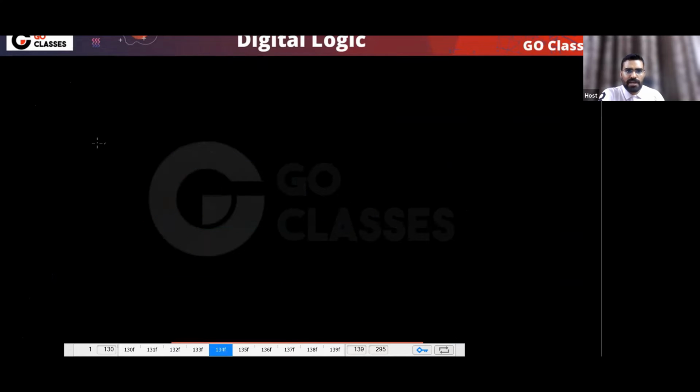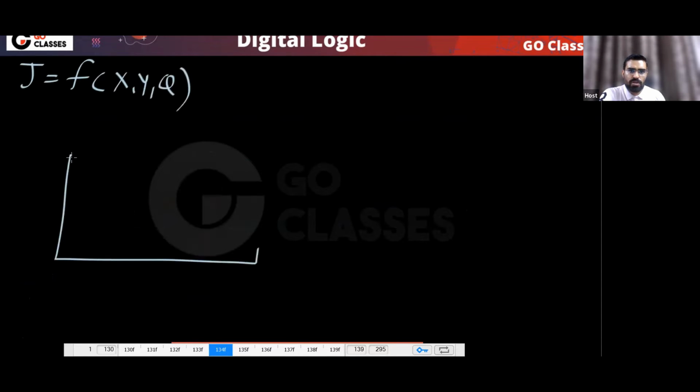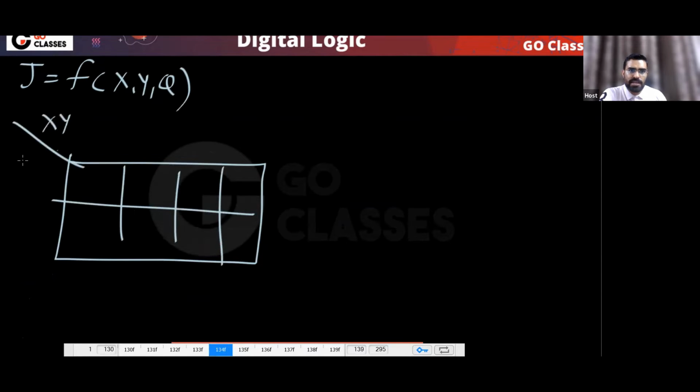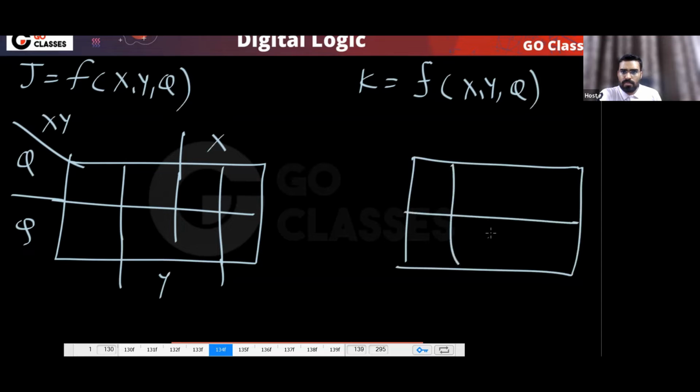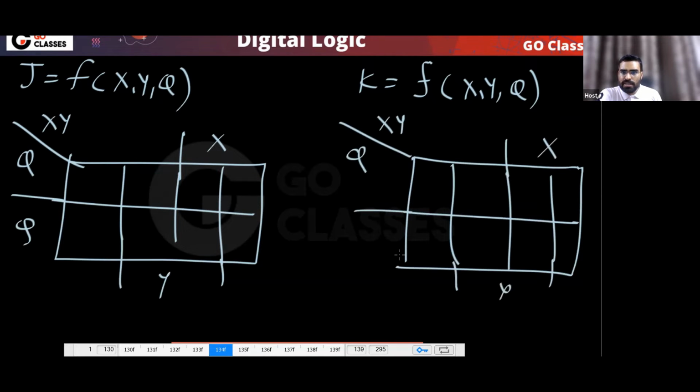So from this table, let's find out the equation for J. This J I have to write as a function of X, Y, Q. So let's find out X, Y, Q. This is X, this is Y, this is Q. And similarly, this K also as a function of X, Y, Q. So this is the area of X, this is the area of Y, this is the area of Q.